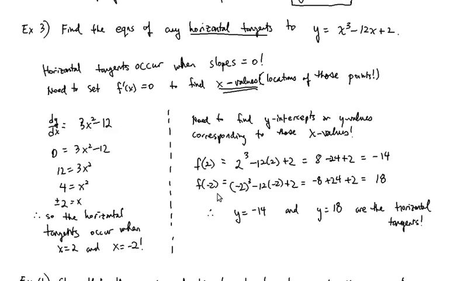and then I do the same thing with the other point. Just substitute minus 2 in, and I get 18 out. So at (-2, 18), that's the point where I'm going to have a horizontal tangent to this graph. Okay, so that's how you find horizontal tangents of a function.